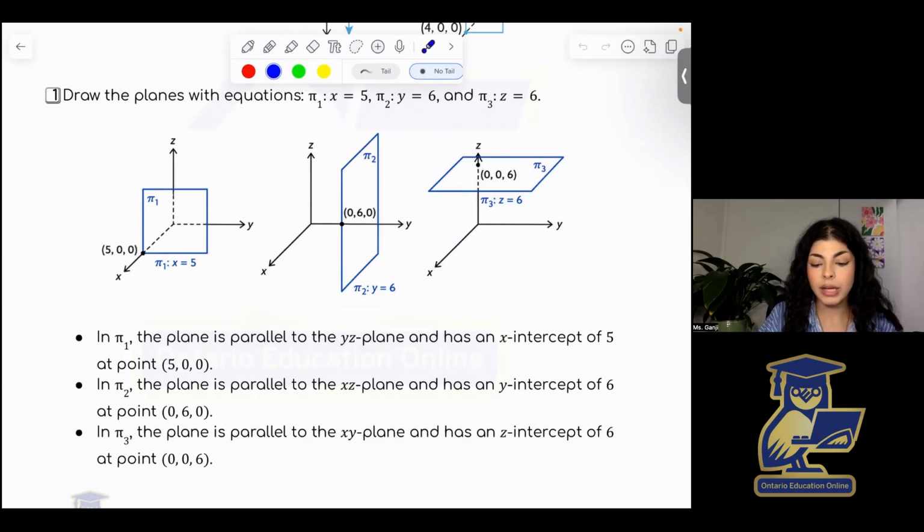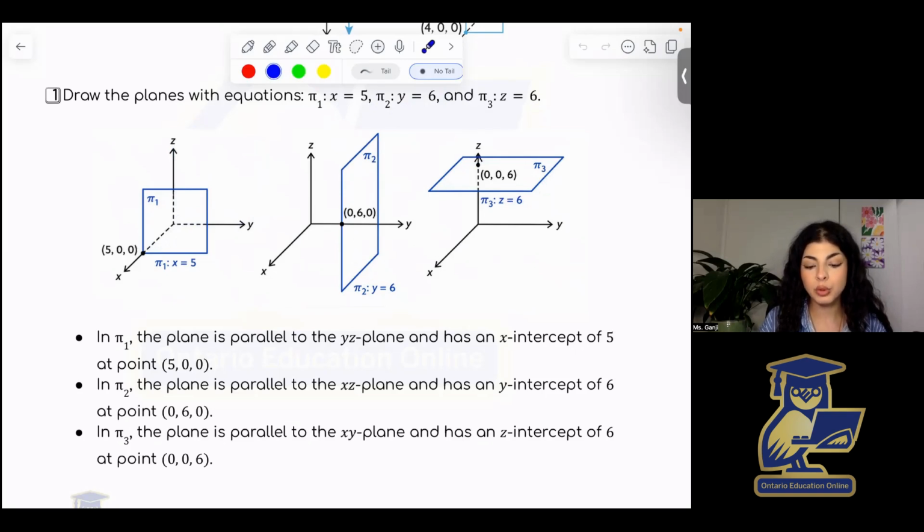so either x, y, or z, and it is equal to another value, this is how you can draw the sketch for it. And remember, a plane is sketched using a parallelogram in all of these cases, or in this one, it is a square just because of the position.